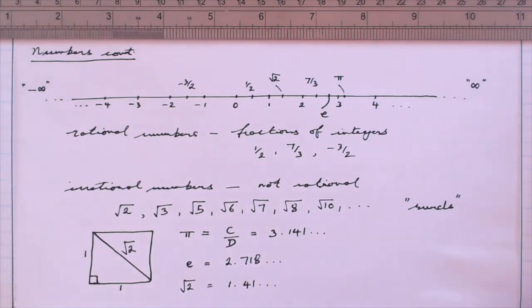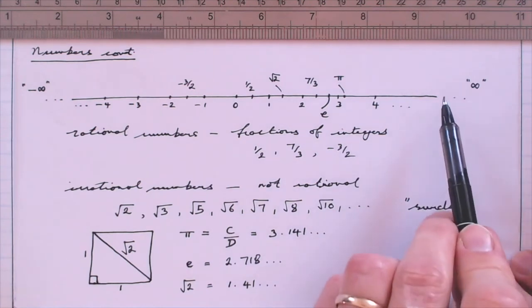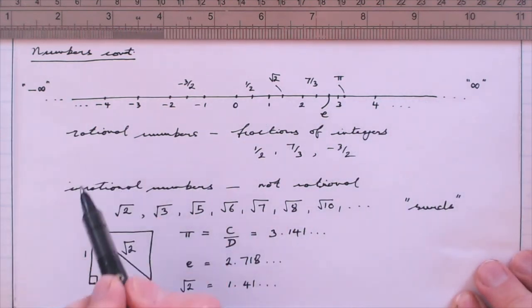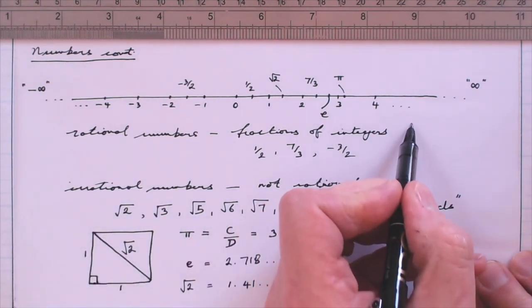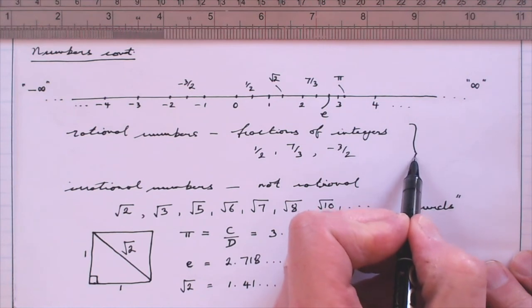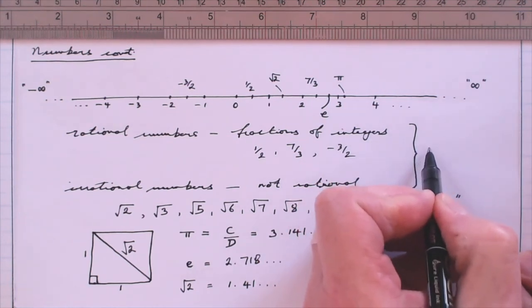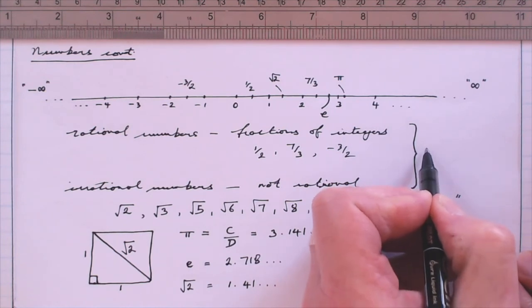Now, the entire set of numbers on the number line, namely the rational numbers and the irrational numbers, together have a name. So when we take the rational and irrational numbers together, we refer to them as the set of real numbers.